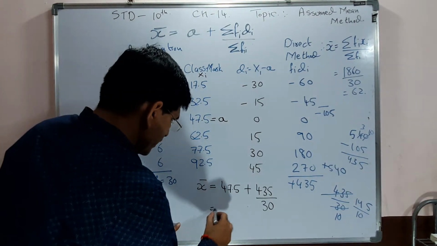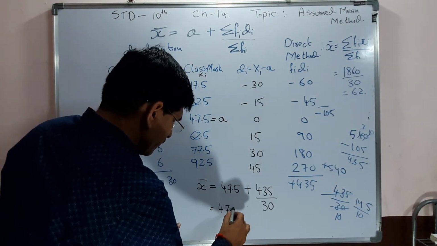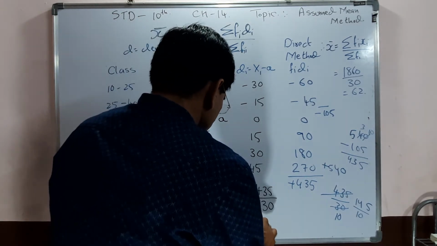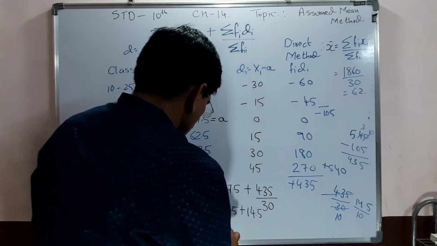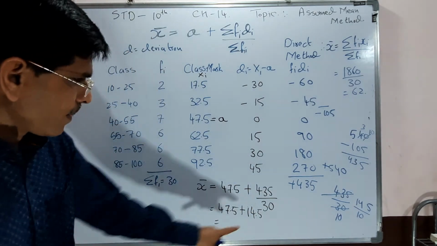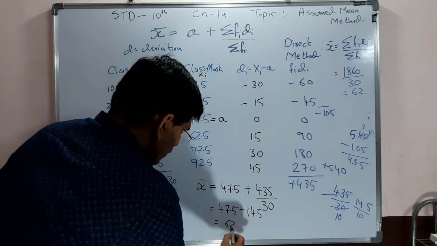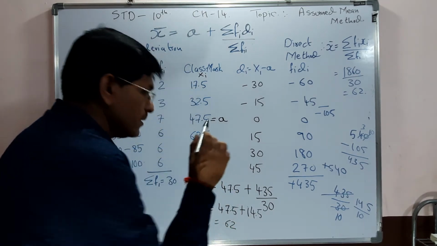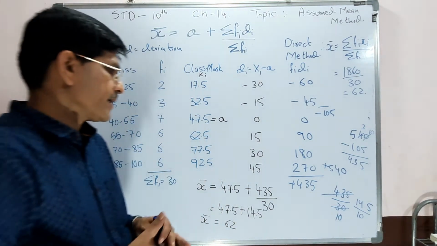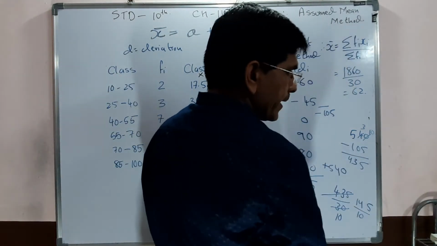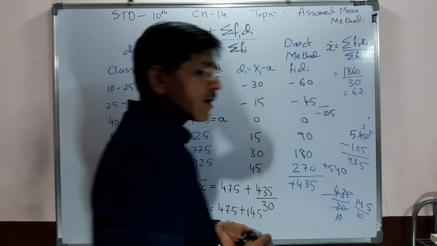So 47.5 plus 14.5. What answer will you get? 5, 5, 10, 8, 62. So again the mean is the same. We can get the same mean either by assuming or by the direct method.